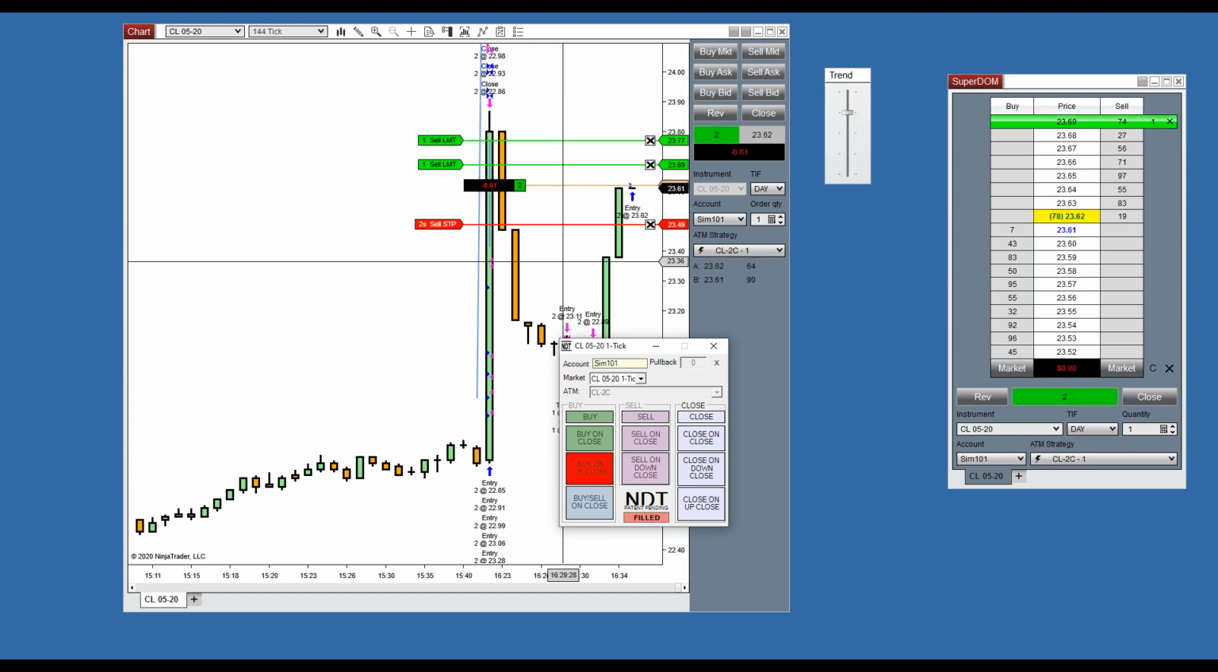Seems like a long time. Order filled. There it is. You're in exactly one tick above the close of the candle. Again, manually, you could never get that trade.